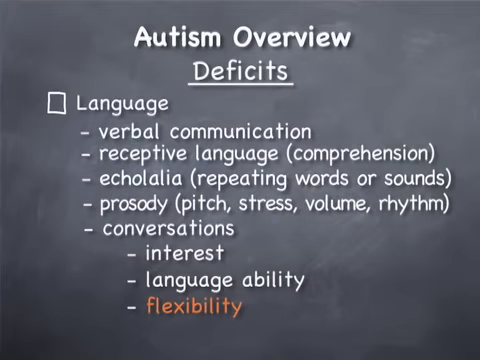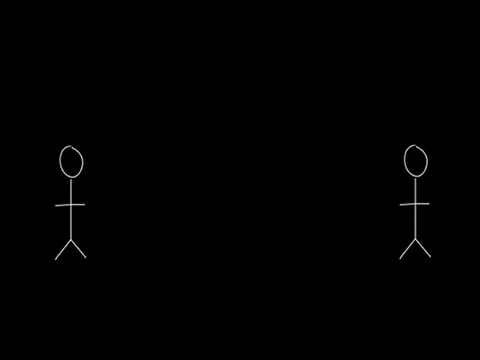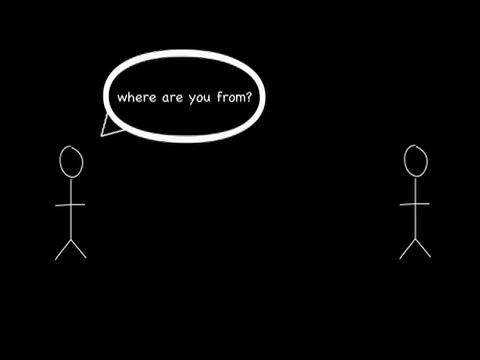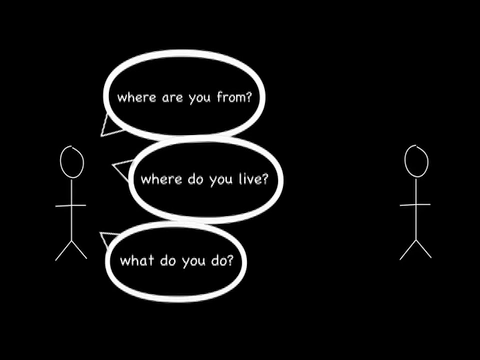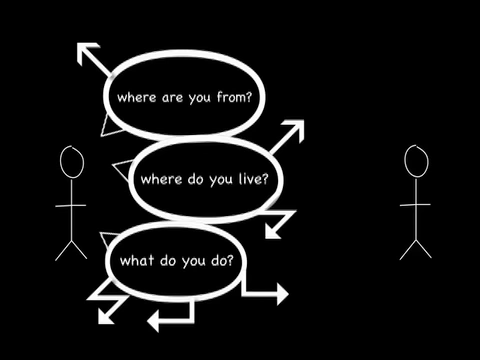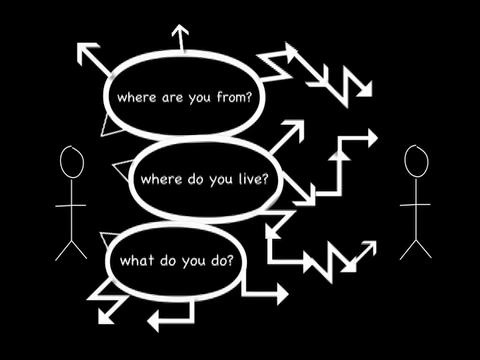So with regard to the flexibility, even if a kid with autism has the interest and the language abilities to have conversations, he or she may not have the ability to maintain them over time. So many of our conversations begin with a handful of scripts. There are just a few ways in which we begin conversations. Where are you from? Where do you live? What do you do? After that, they go in any number of different directions, and you or I need to be flexible with regard to what direction those go in.